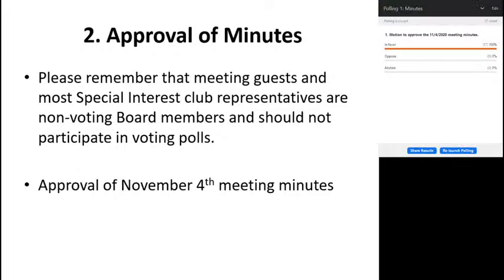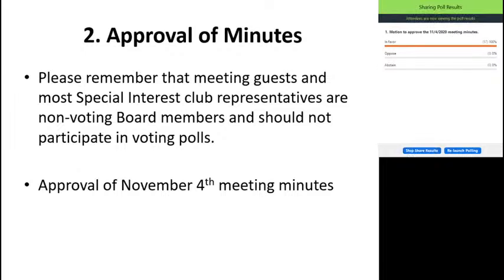All right. So, sharing the results now, you can see that the motion passes. There were 57 in favor, 0 opposed, and 0 abstaining. So, thank you so much.